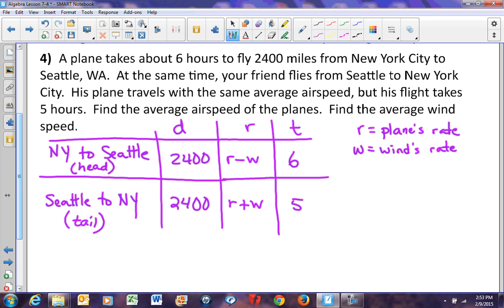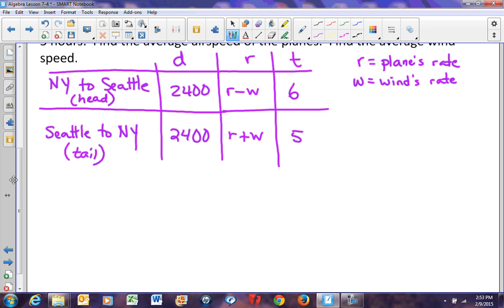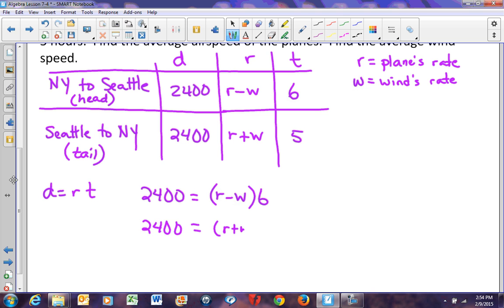We know that distance equals rate times time. We've known that all along. So since distance equals rate times time, my first equation, 2,400, equals my rate, R minus W, times my time, 6. My second equation, 2,400, will equal my rate, R plus W, times 5.